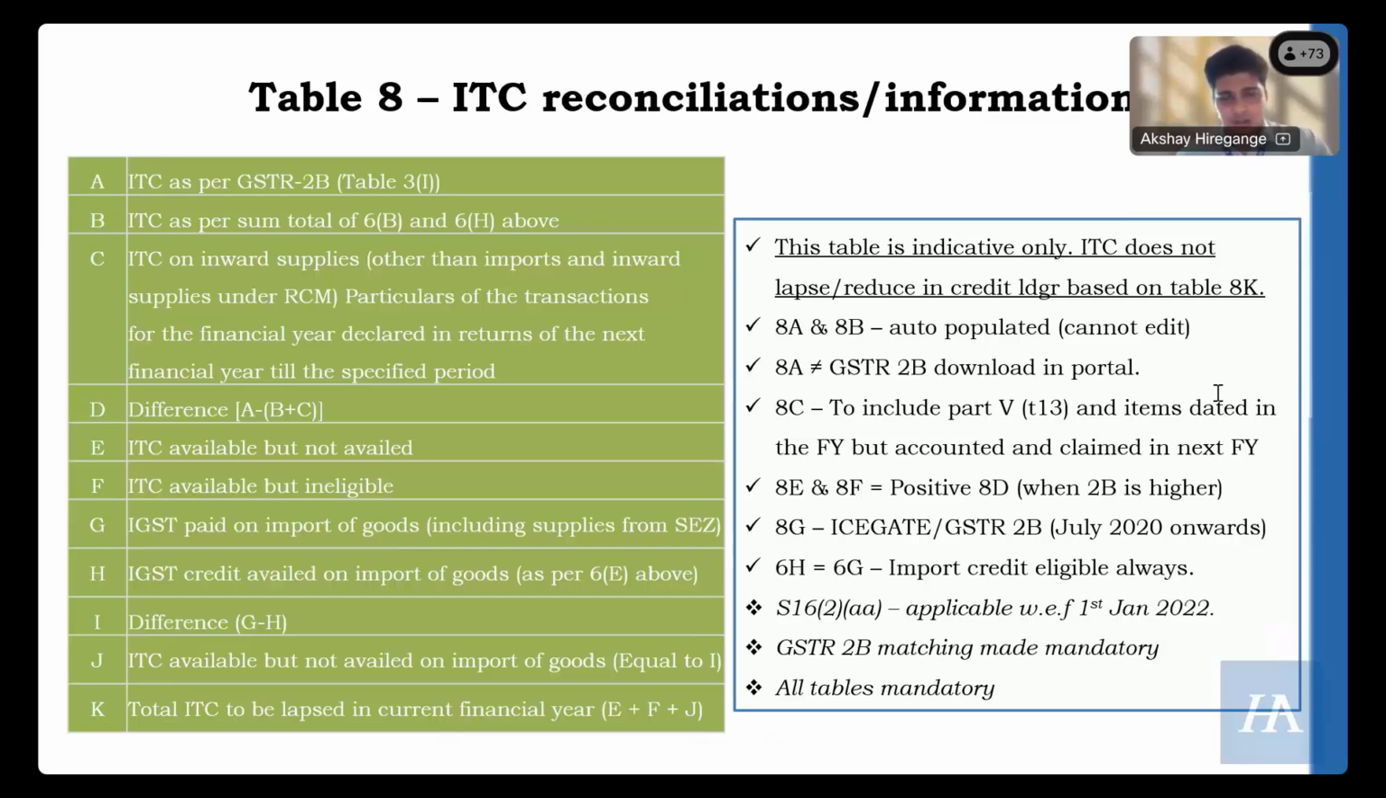If you are having such transactions where you are disclosing in 6H, I also suggest that a grievance be raised to the department, and you also write a letter to the jurisdictional officer that this disclosure is causing a variance in this table, although credit has been claimed as per the law.